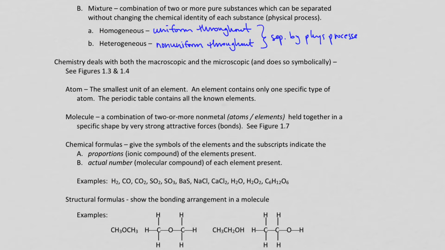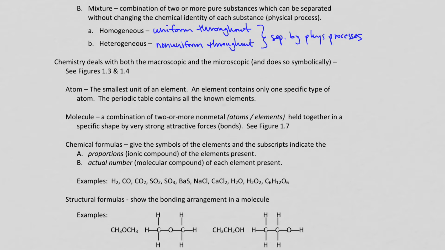So chemistry basically deals with micro and macro. And we get the atom and molecule topic. Atoms are, of course, the smallest units of elements, and they contain only one specific type of atom, right? If you need a list of all the elements, I invite you to look at the periodic table. We won't go through that yet, but you'll learn trends on that later in this course.